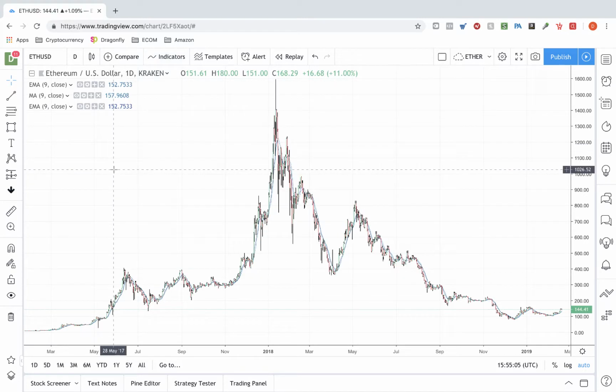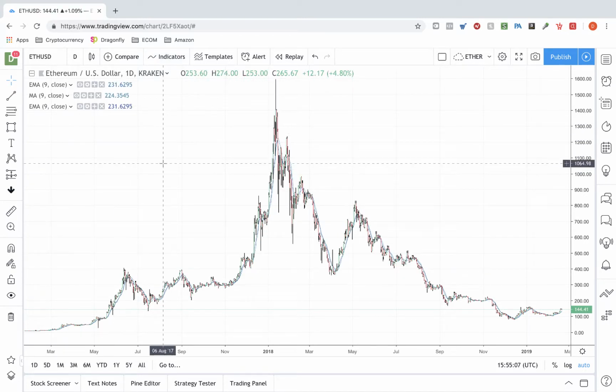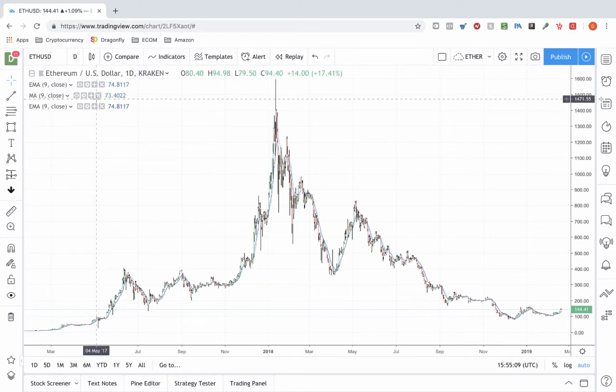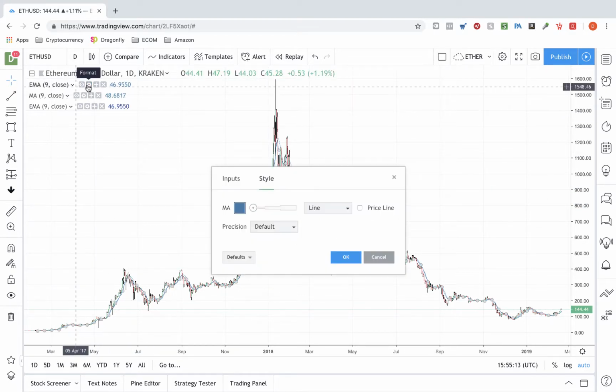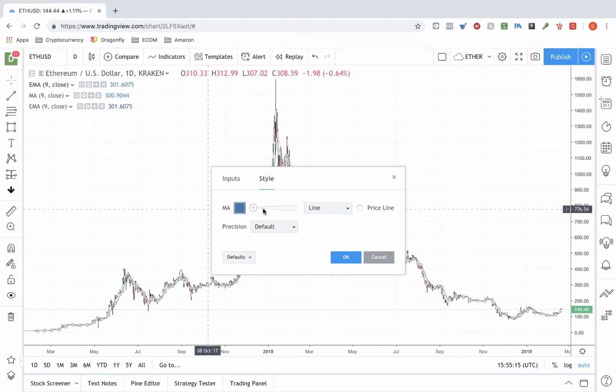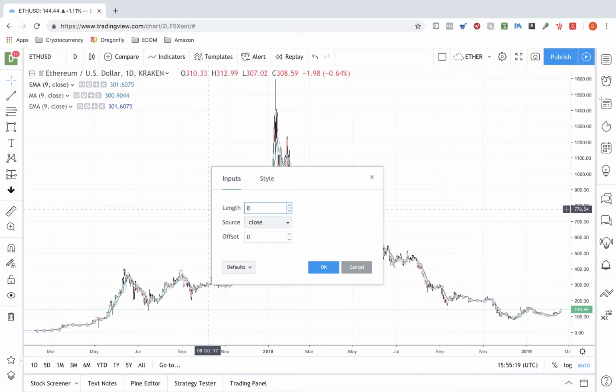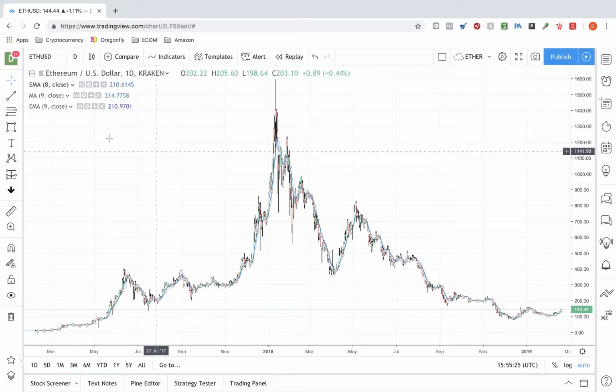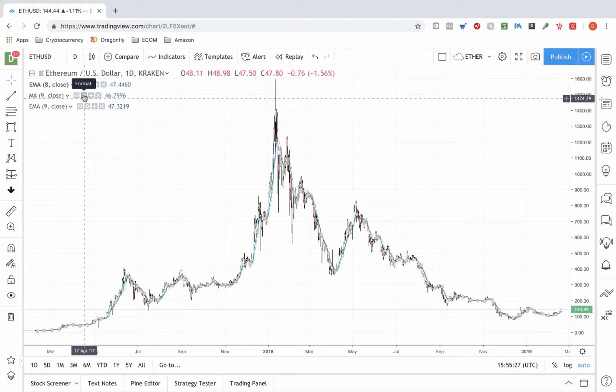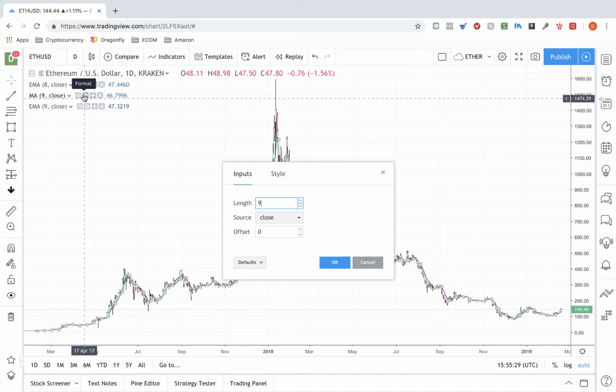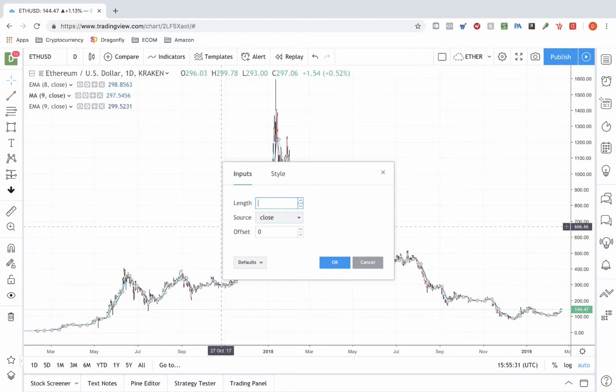So now that we have them all set, we're going to change the settings. All you do is go to each one, hit this format button here. We'll keep this blue, make it a little bigger, go to input, first one, 8 EMA length. Hit OK. That one's set. Next, the second one is going to be 18. These are the only two we're going to use for now.